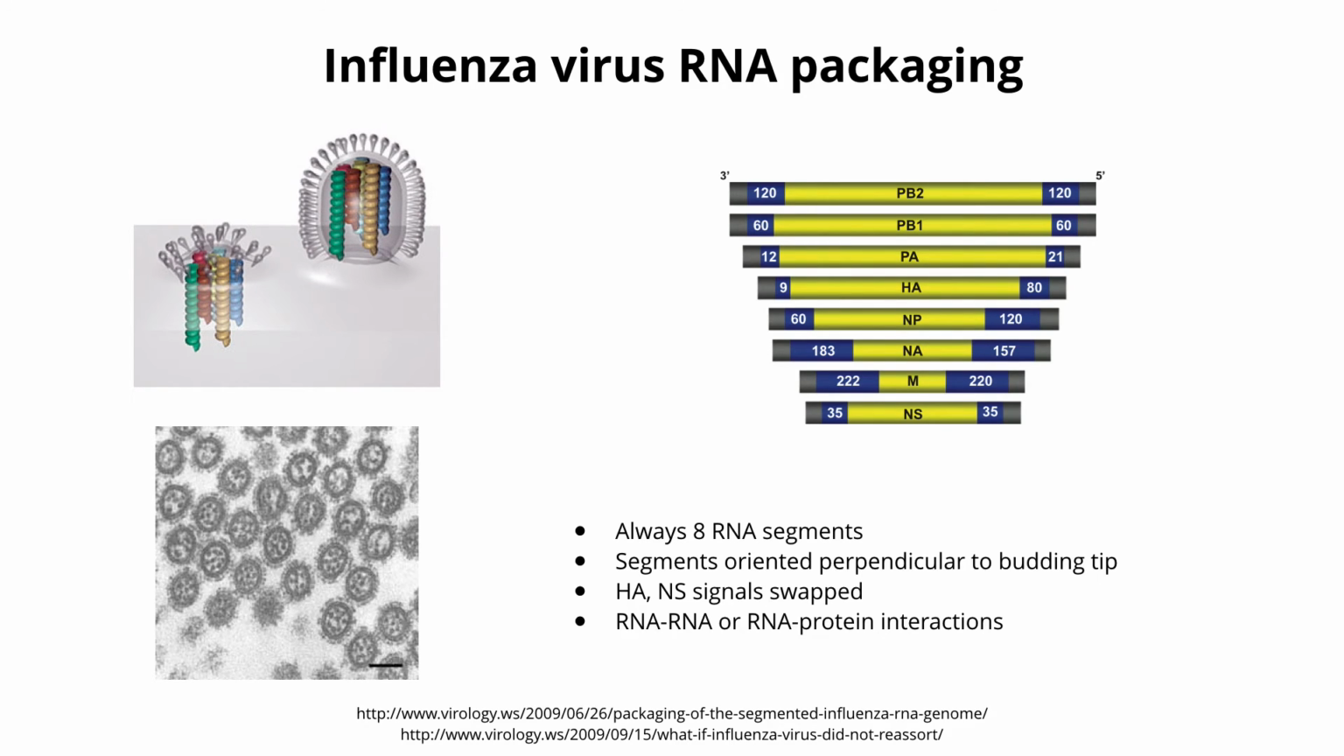But the RNAs are aligned in parallel, and they're all budding out perpendicular to the membrane. And if you take an EM of virus particles, you can actually see the RNA segments in them as little dots, showing you that they're oriented in a parallel fashion. So somehow these sequences are interacting with each other and probably also with viral proteins so that you get the right 8 segments in each particle. You always get 8 segments.